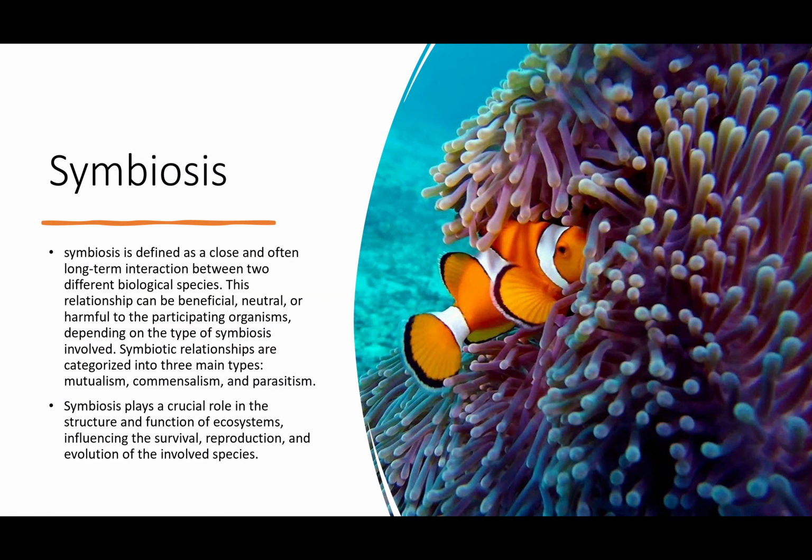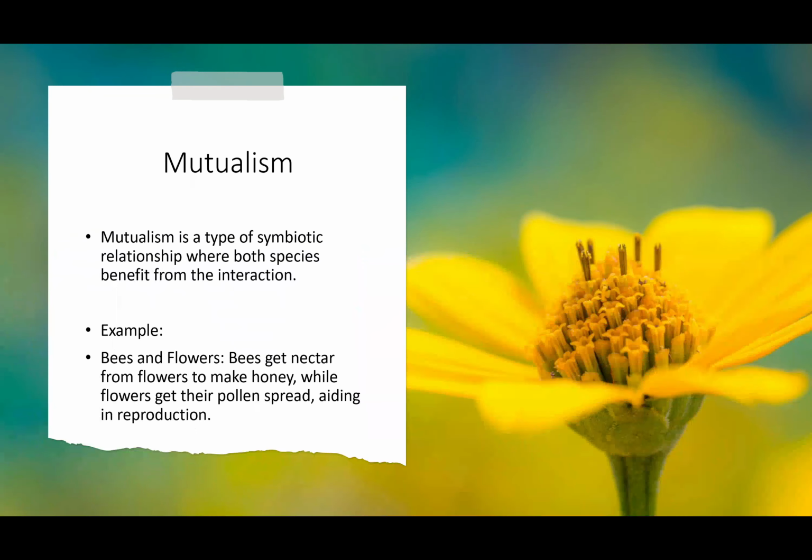So look at it, it's defined as a close and often long-term interaction between two different biological species, right? This relationship can be beneficial, neutral, or harmful to the participating organisms, right? So we're looking at different relationships: mutualism, commensalism, or parasitism. So it plays a crucial role in the structure and function of ecosystems, influencing survival, reproduction, and evolution of involved species, right? So mutualism, the type of symbiotic relationship where both species benefit from the interaction.